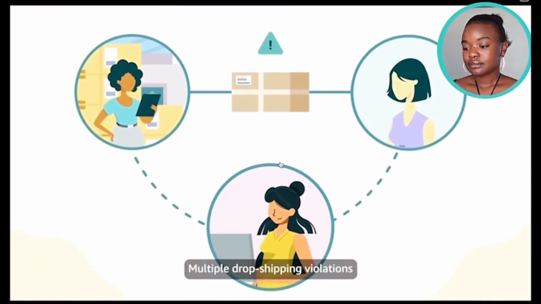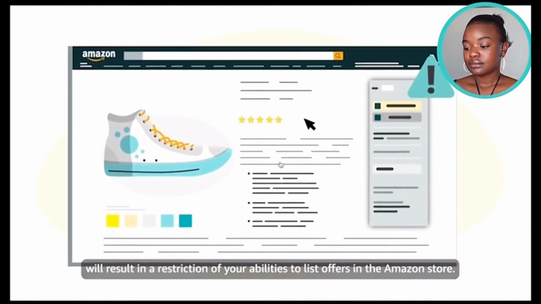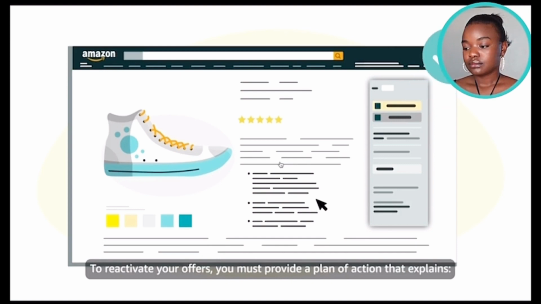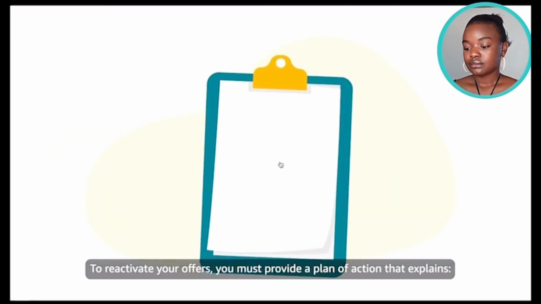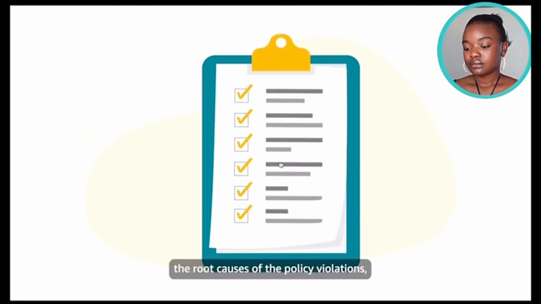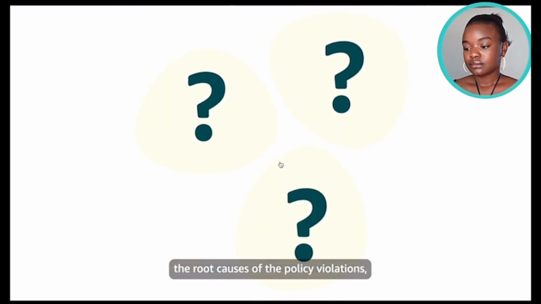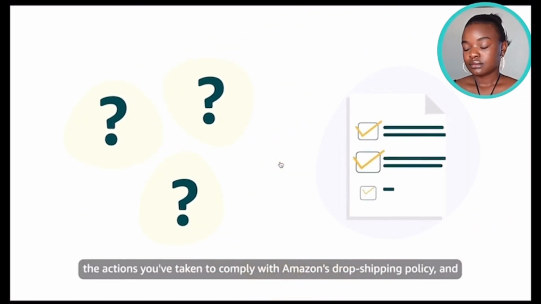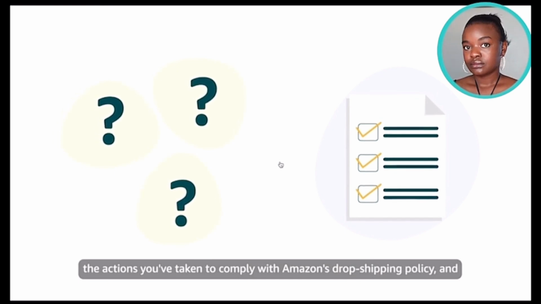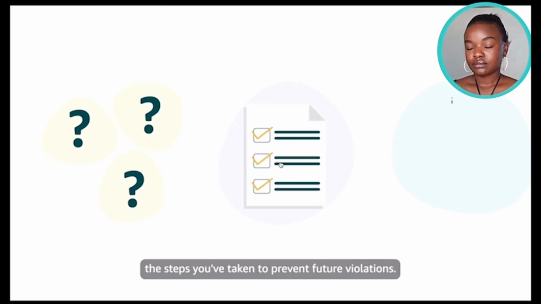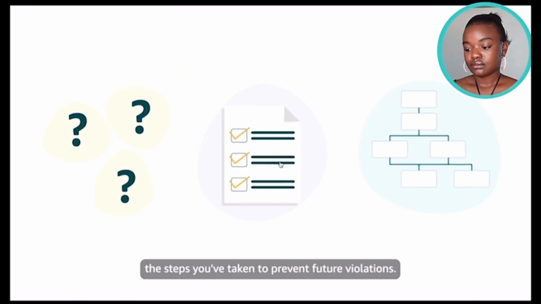Multiple dropshipping violations will result in a restriction of your abilities to list offers in the Amazon store. To reactivate your offers, you must provide a plan of action that explains the root causes of the policy violations, the actions you've taken to comply with Amazon's dropshipping policy, and the steps you've taken to prevent future violations.